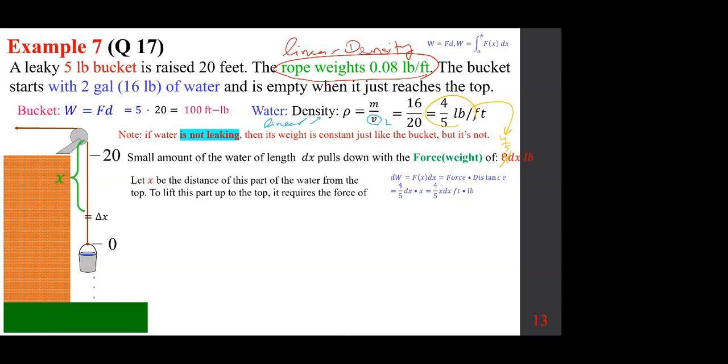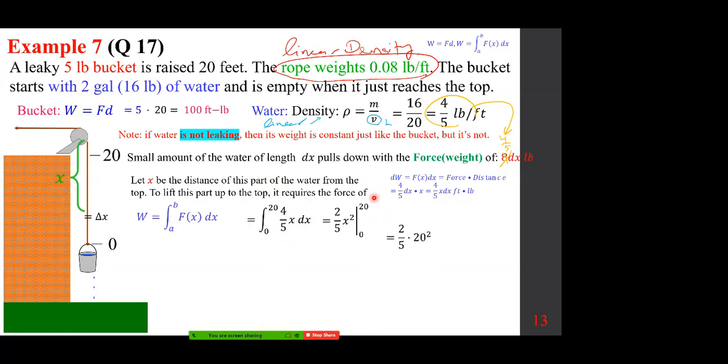Let x be the distance. And now basically you calculate the integral of f of x dx from a to b, which means from 0 to 20. The hardest part is to figure out this one, okay, class? This is a simple calculation. So this is 4/5 times 1/2 x squared, or 2/5 x squared, from 0 to 20. You replace the x with 20, it becomes 400, and you come up with the answer 160.